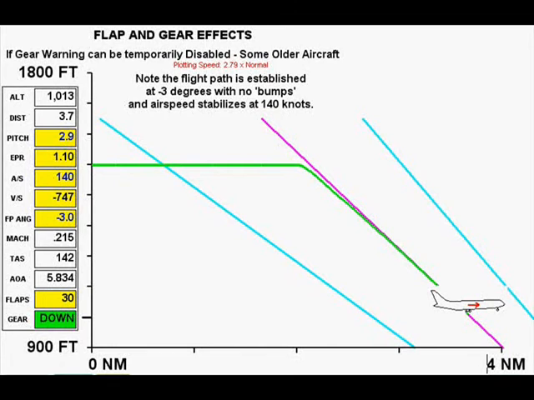The problem is, if landing flaps 25 and 30 are selected before gear extension, a gear up warning will sound. Some older jet transports could use this procedure because they had a switch to disable this warning. Since this is no longer common, we have to modify the procedure.